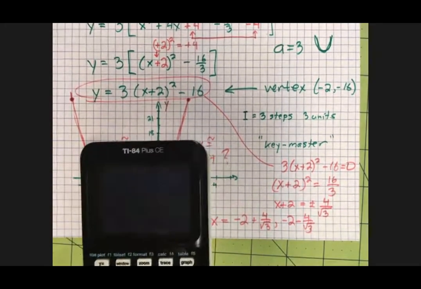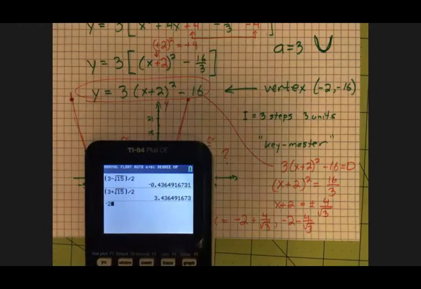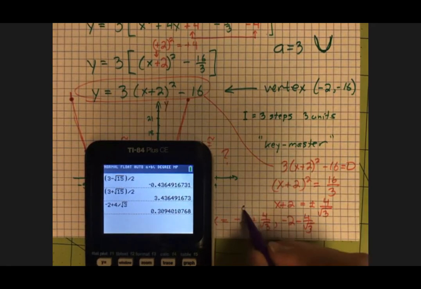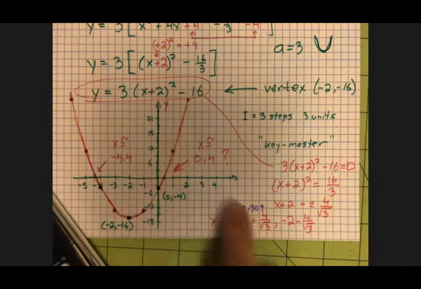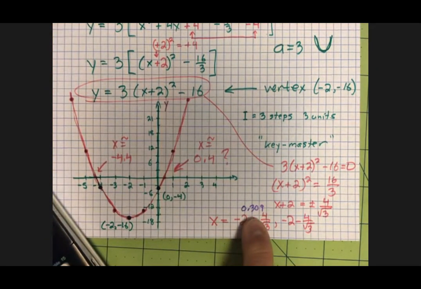Let's try it out right here. Negative 2 plus 4 divided by square root of 3. Now notice right there, I am not trying to get common denominators. I am not trying to rationalize the denominator. I'm just checking this value here. And my result is 0.309. Okay, I guessed 0.4. It was a little more than 0.3. That's still not bad.